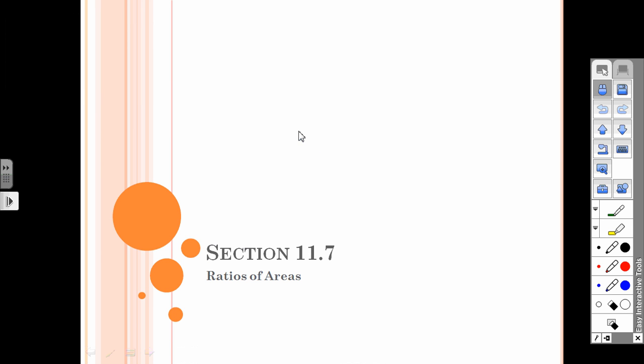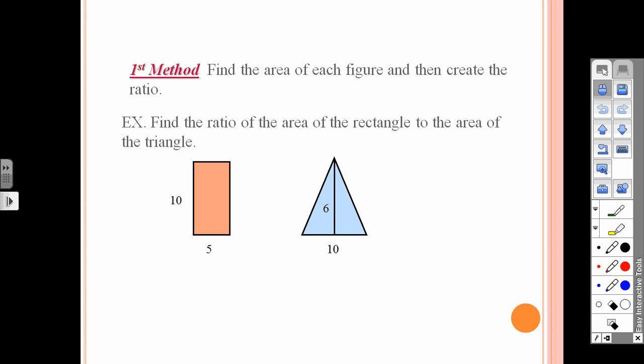So section 11.7, we're going to be dealing with the ratios of areas of different shapes. The first method that you could potentially use to solve these problems is to simply find the area of each shape that you're looking for and then write it as a ratio, which is what you would logically think to do, right, if you were presented this problem.